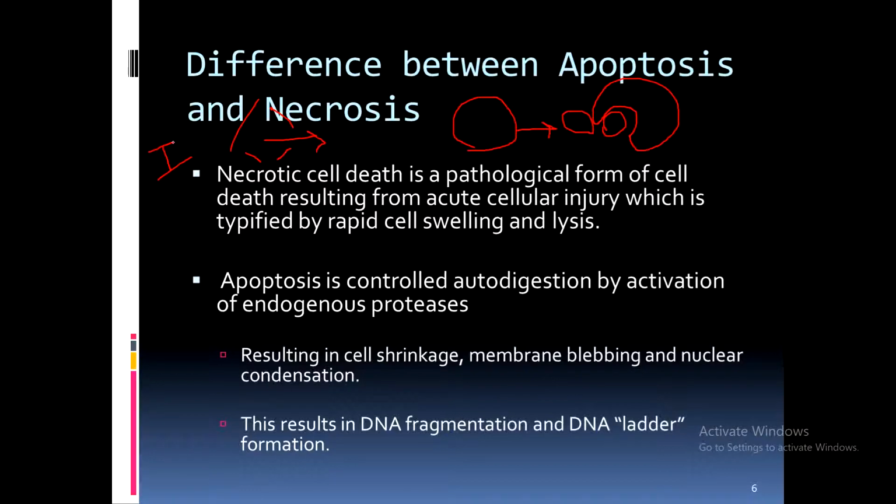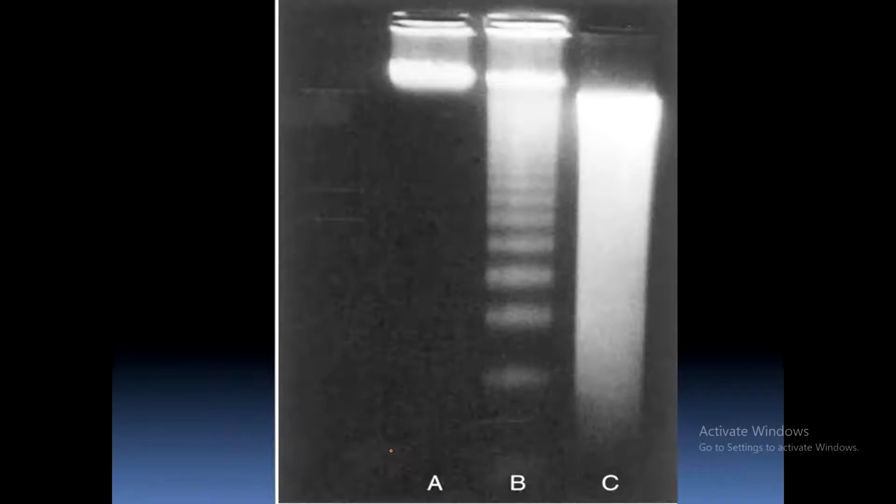And one thing that is very, very important is that basically apoptosis is a controlled autodigestion, as I've just told you, by the activation of endogenous proteases, and one of the types is caspases, which we have just discussed, the initiator and the executioner caspases. And as it is a controlled autodigestion, it results first in cell shrinkage, membrane blebbing, nuclear condensation, and the formation of the apoptotic body.